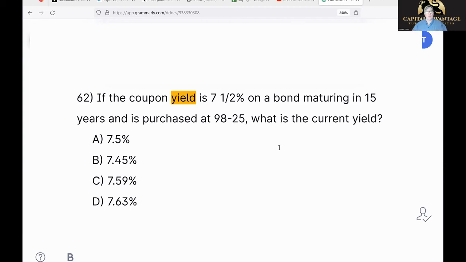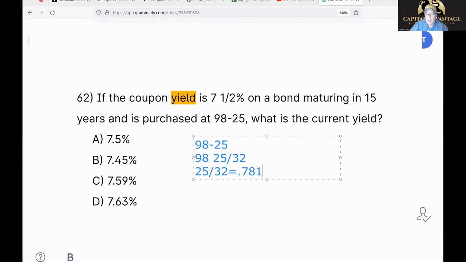Ooh, so we have to remember something. If you see a decimal or dash, it's a treasury. So we have to play around a little bit again. We have to do this: 98-25, which is really 98 and 25/32. So we have to do 25 divided by 32. We're going to do that on the calculator. 25 divided by 32 equals 0.781.